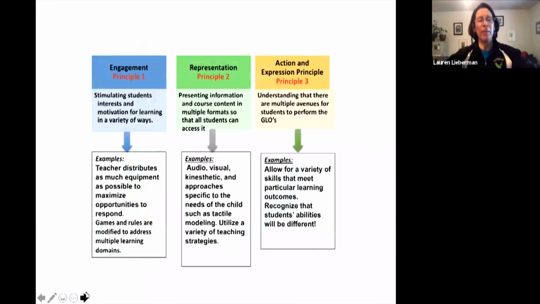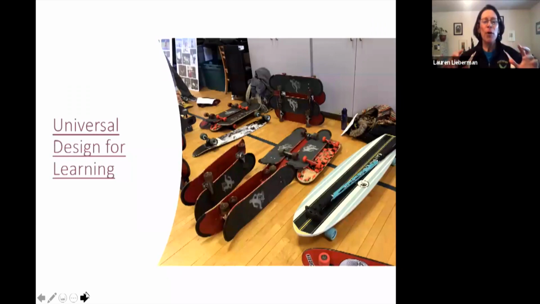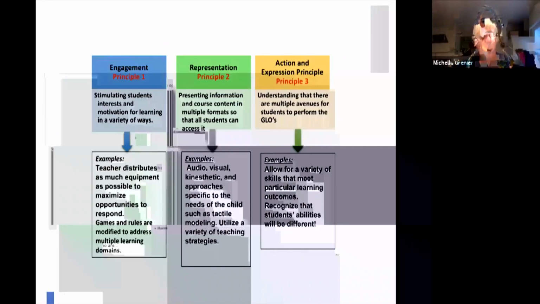Thanks, Michelle. So I just want to apply this concept to physical education. Engagement: how are you challenging your students? How are you motivating your students? And how are you getting them interested in learning?